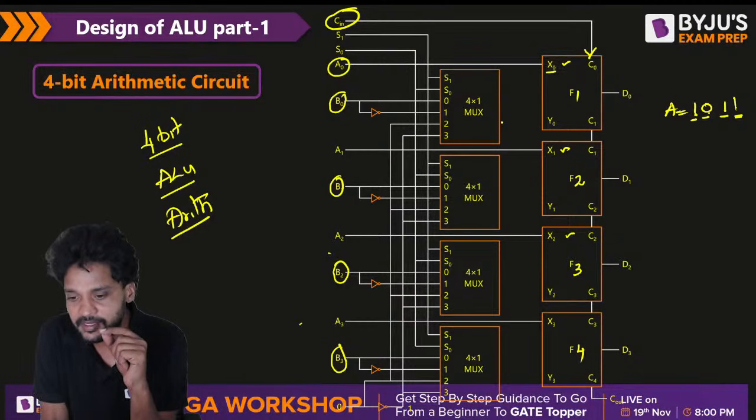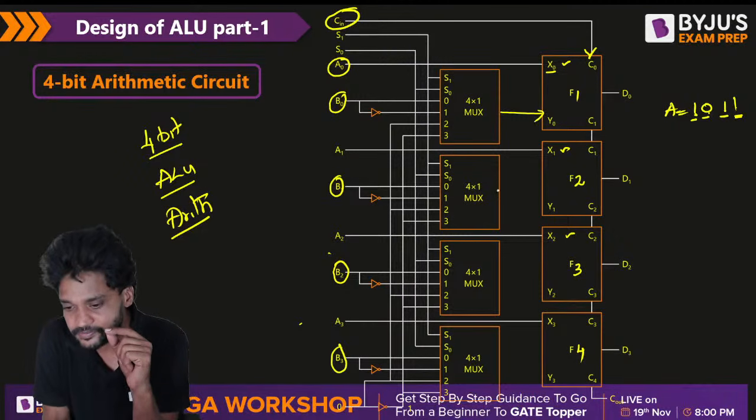Now, the second input of the full adder is the output of the multiplexer.